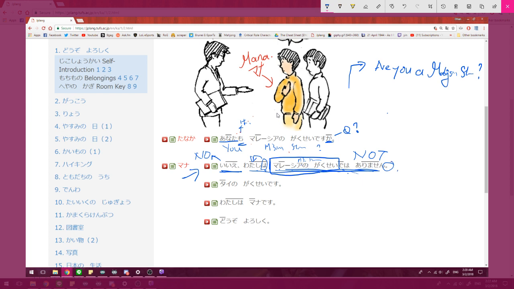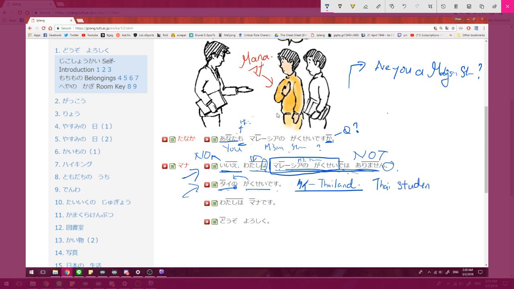And then he replies, "Tai no gakusei desu." We don't know what Tai means, but we know gakusei means student. The possessive particle no means the gakusei belongs to Tai, came from Tai. Tai is basically short for Thailand. In Japanese, there's no land, it's just Tai. So Tai no gakusei means he's a Thai student.